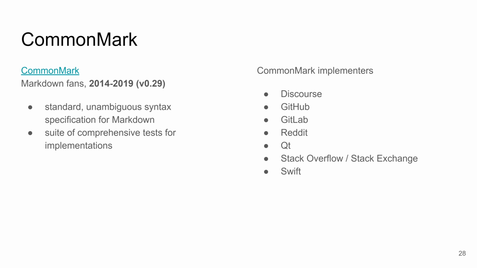The version number is 0.29, so it might not be final yet. However, it already is backed by some strong implementers such as Discourse, GitHub, GitLab, Reddit, Qt, Stack Overflow, Swift. So this actually is a good thing because it means that the specification is implementable, and since those big players support it, this is the way to go about Markdown. So Common Mark.